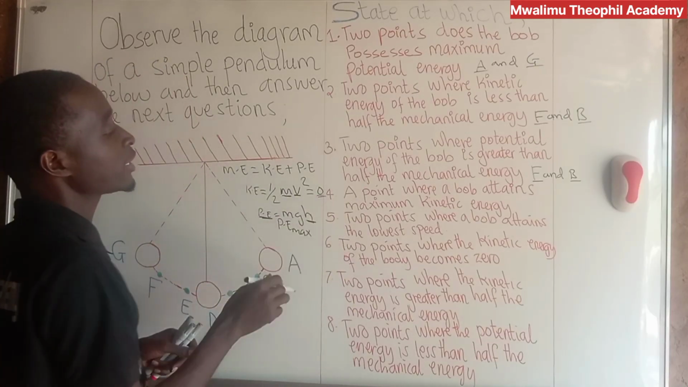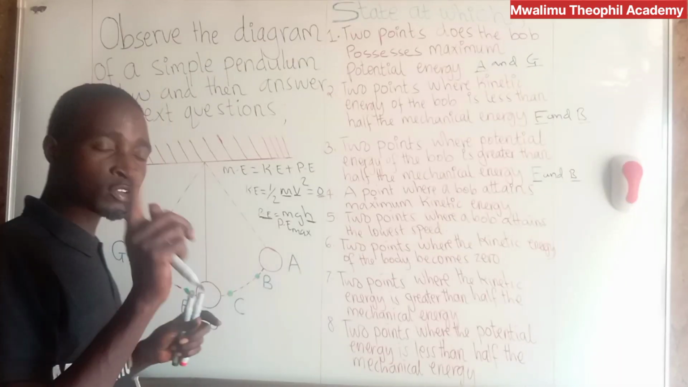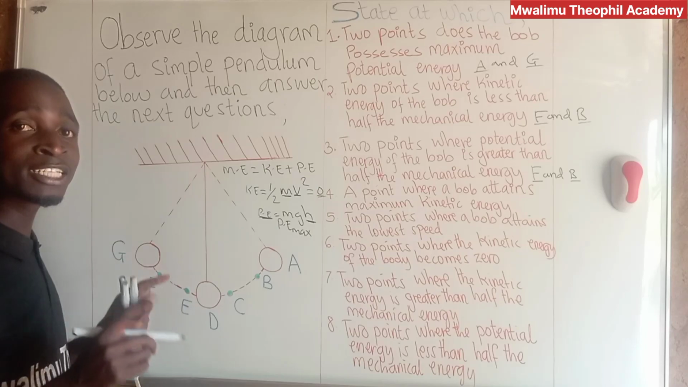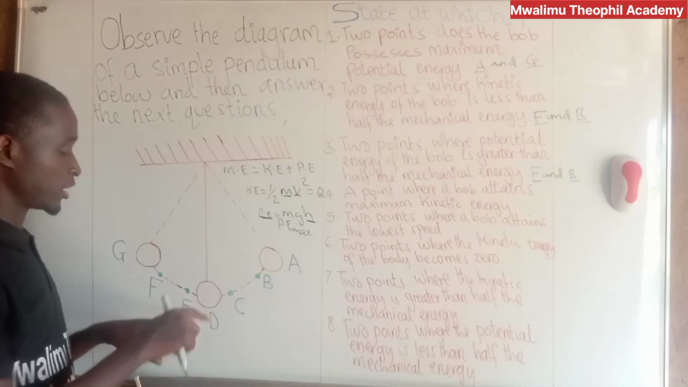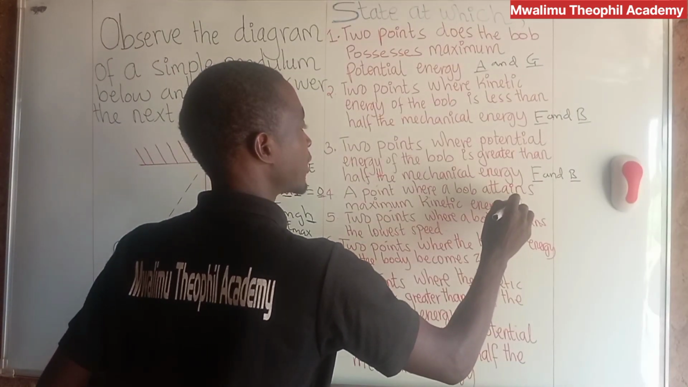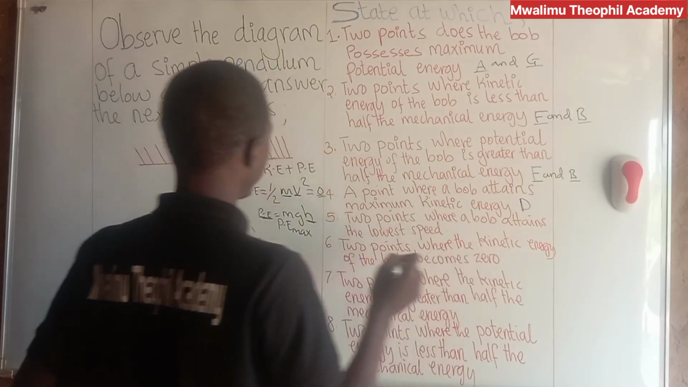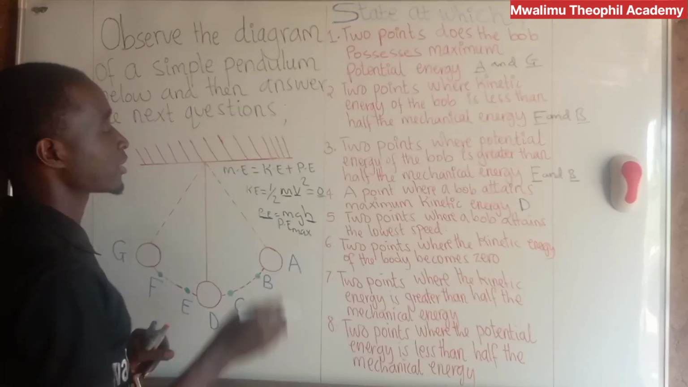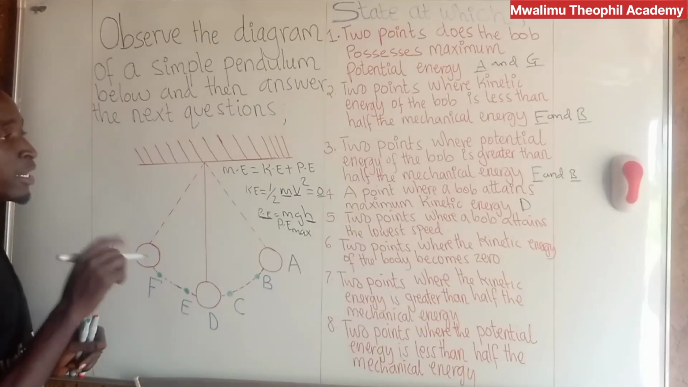Fourth question: to state a point where the bulb attains maximum kinetic energy. A point means a single point. As I've told before, the single point where the bulb attains maximum kinetic energy is where it attains maximum velocity, at point D. So at point D the bulb attains maximum velocity. The same, as kinetic energy is equal to a half mass times velocity squared, it means that at maximum velocity the kinetic energy will be maximum, at point D.